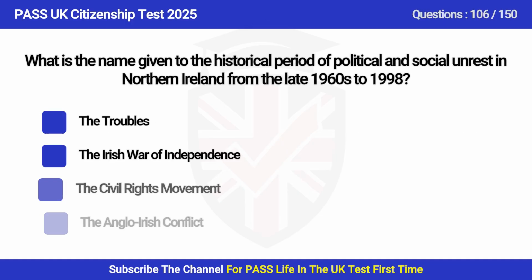Question 106. What is the name given to the historical period of political and social unrest in Northern Ireland from the late 1960s to 1998? A. The Troubles. B. The Irish War of Independence. C. The Civil Rights Movement. D. The Anglo-Irish Conflict.